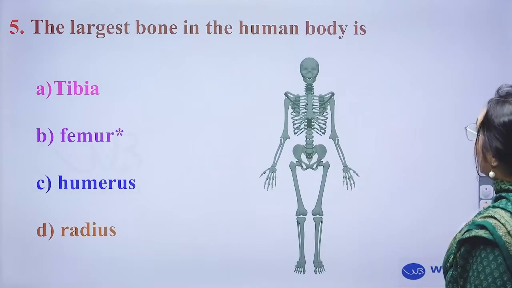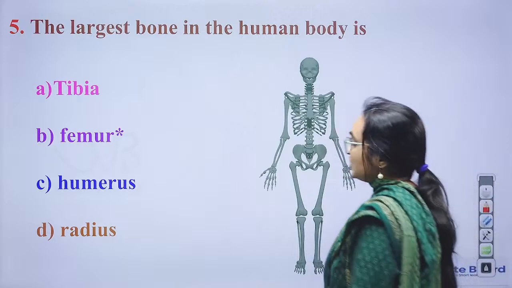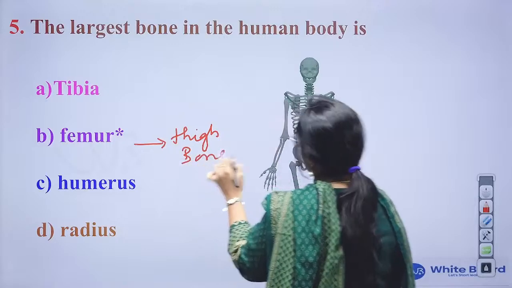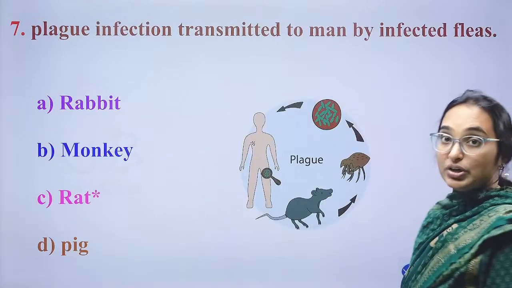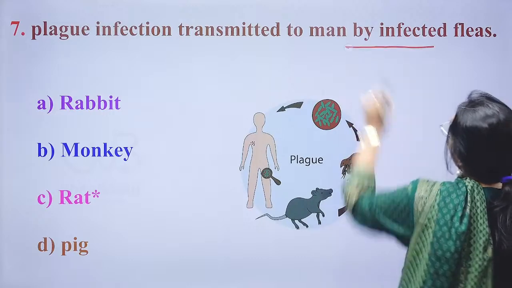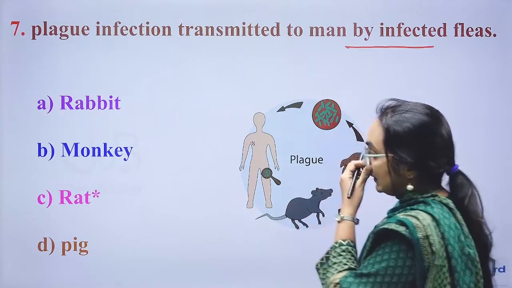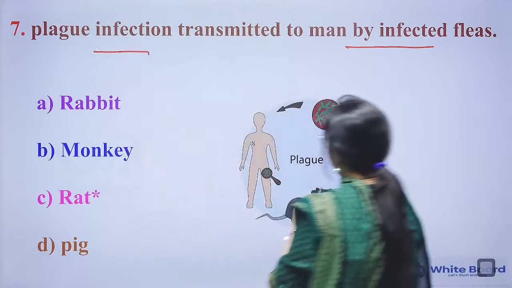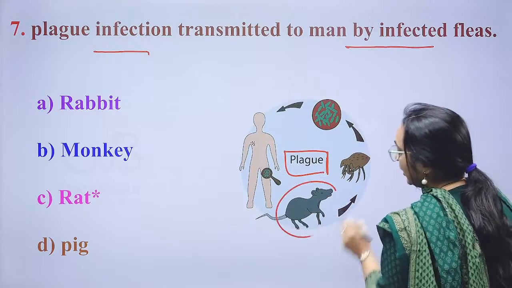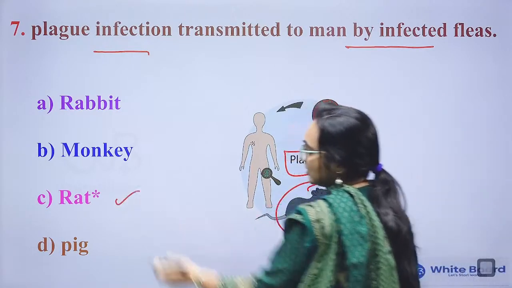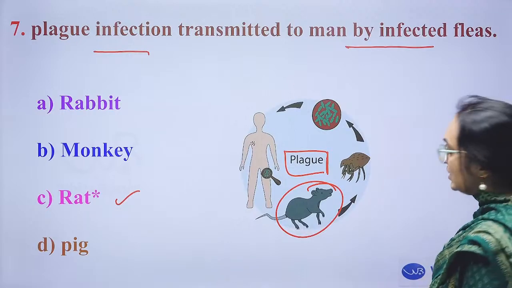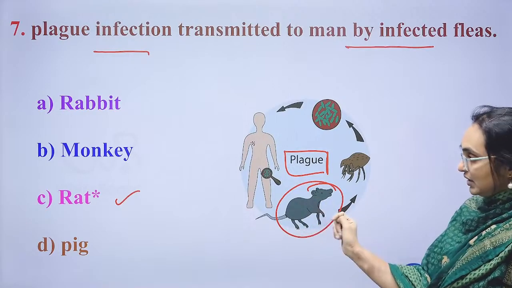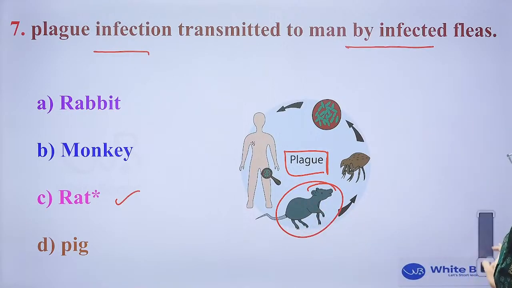Next question. The largest bone in the human body is the thigh bone, also called the femur. Next, plague is an infection transmitted to man by infected fleas. Plague is transmitted by rats. Here the answer is that the fleas are infected and it is transmitted to human beings by rats. So, answer here is C.